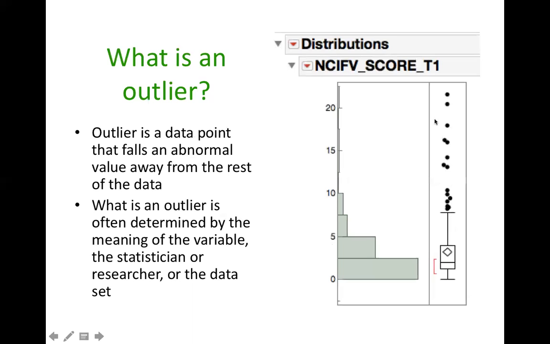Now, when we think about what those data points actually mean, what we're saying up here is that 2 different people responded that they consumed about 20 cups of fruits and vegetables daily.